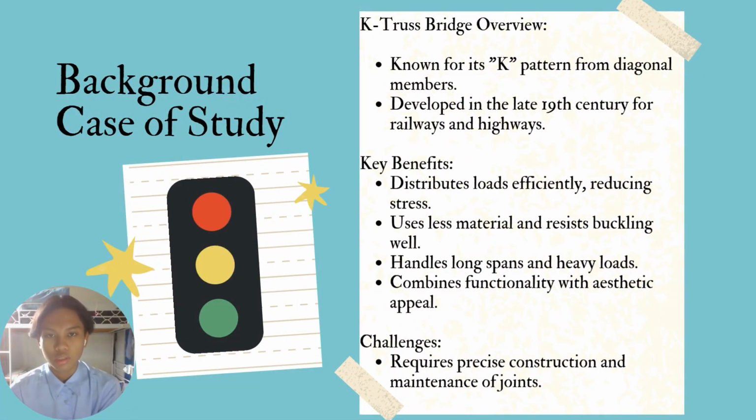We go to background case of study. The K-truss bridge, known for its K pattern from diagonal members. The bridge developed in the late 19th century for railway and highway. The benefit is the bridge distributes loads efficiently, reducing stress. This bridge also uses less material and resists buckling well. The bridge handles long spans and heavy loads and combines functionality with aesthetic appeal. The challenge is the bridge requires precise construction and maintenance of ground.